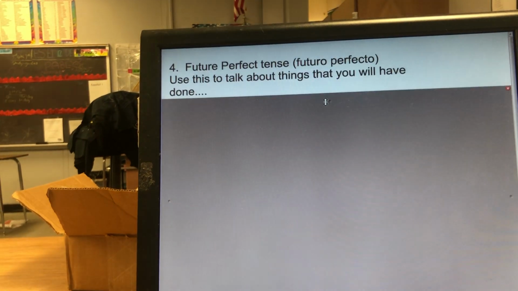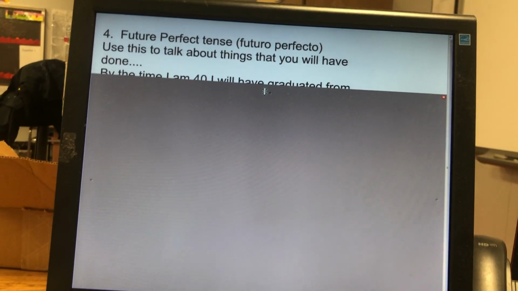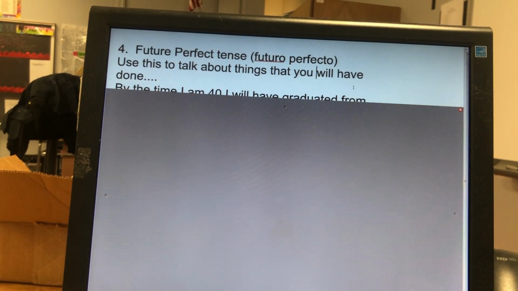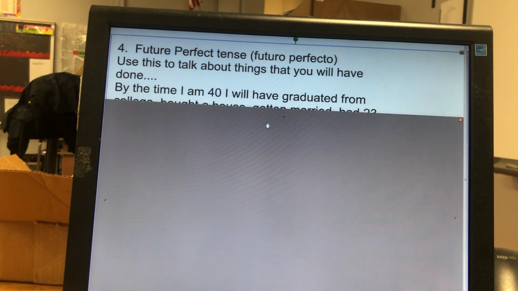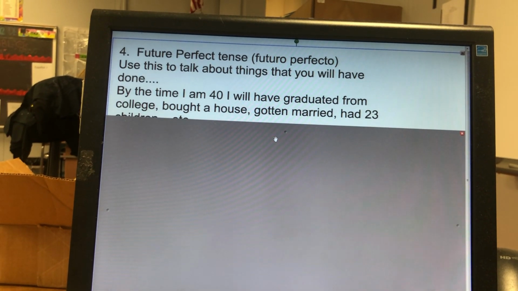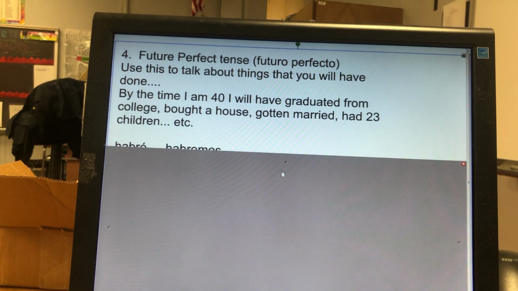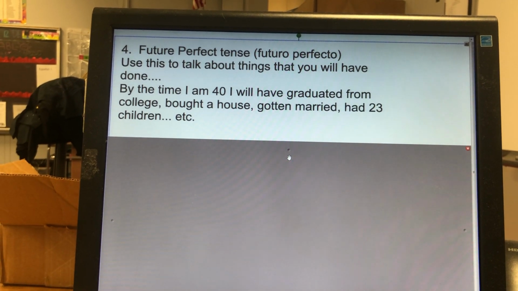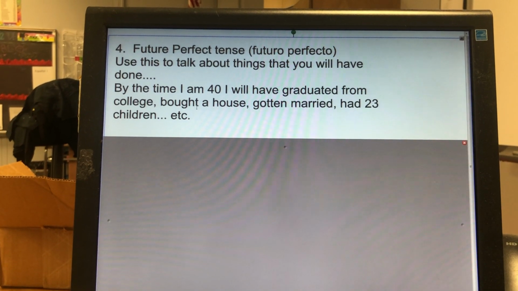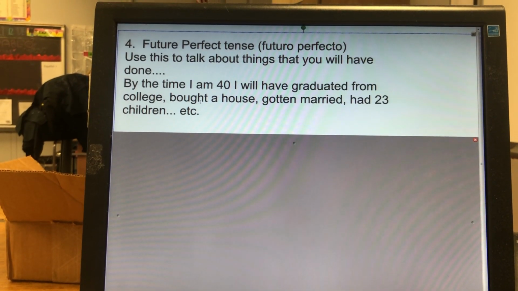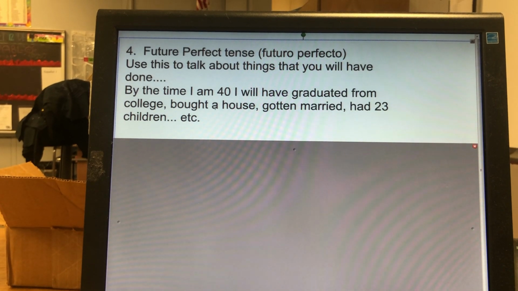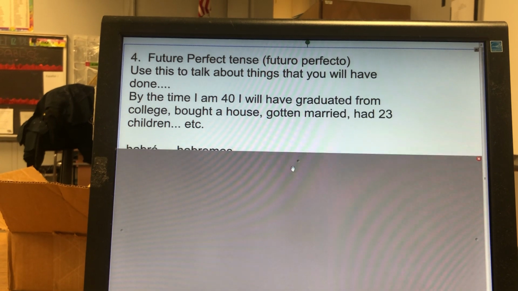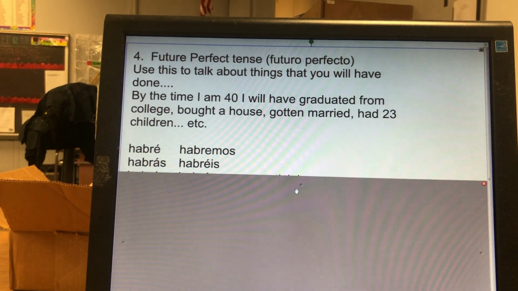The next one is the future perfect tense, which is el futuro perfecto. Use this to talk about things that you will have done. So that's the translation, you will have done. So by the time I am 40, I will have graduated from college, bought a house, gotten married, had 23 children, etc. So cuando yo tenga 40 años, yo habré graduado de la universidad, habré comprado una casa, me habré casado, habré tenido 23 hijos.